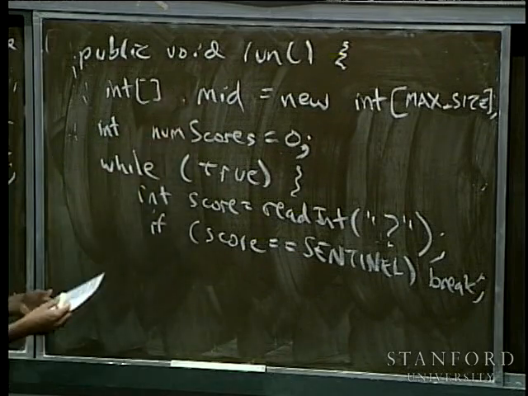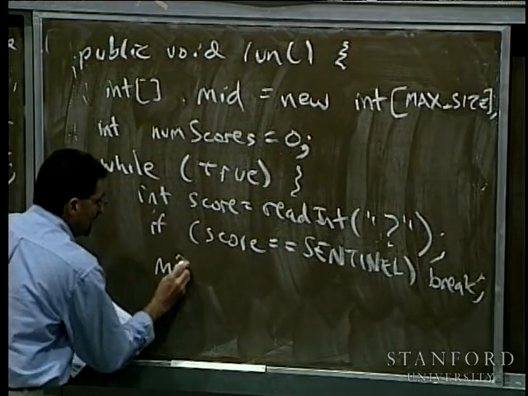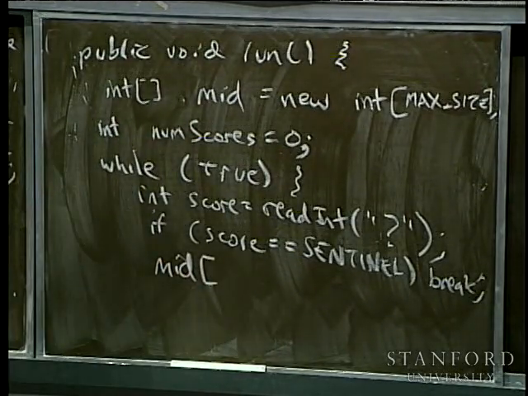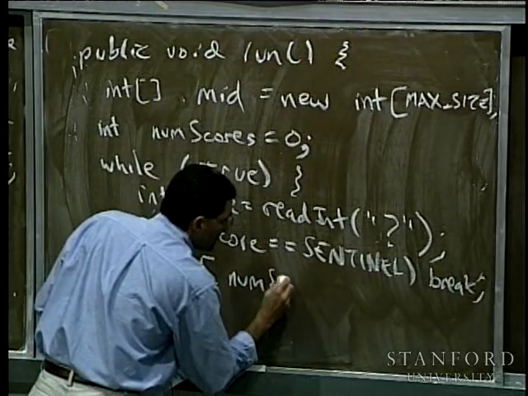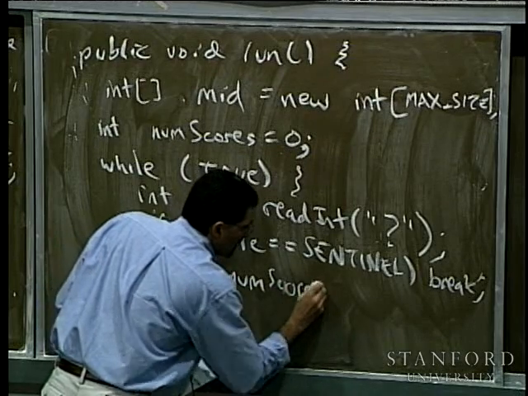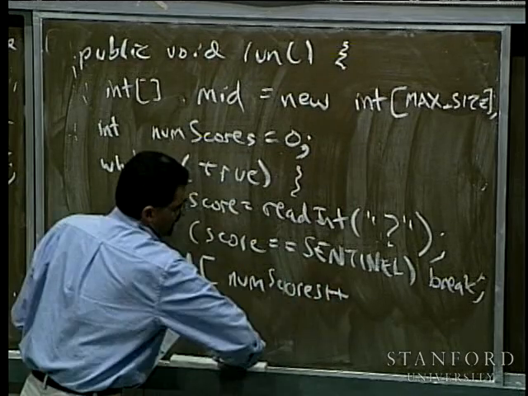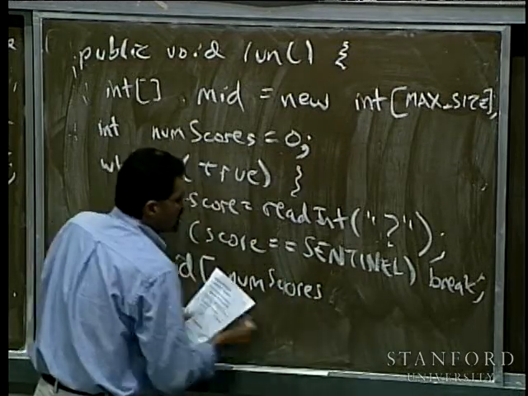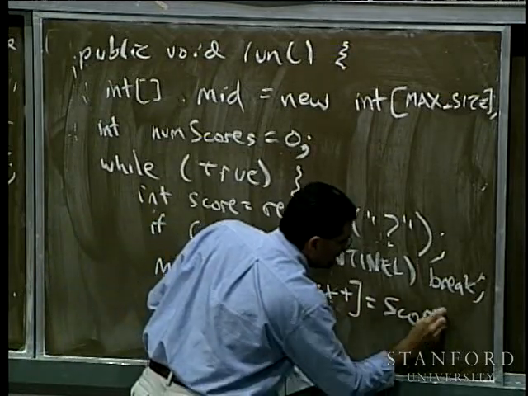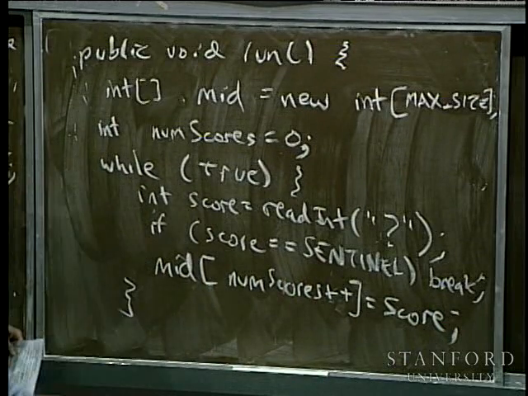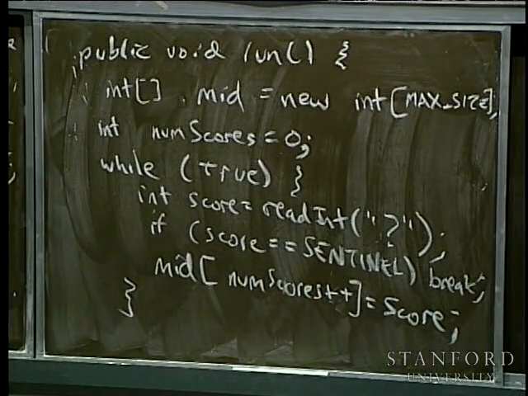And so the way I'm going to store that in my array is I'm going to say mid sub, and here's where I'm going to get funky with my plus plus operator, num scores plus plus. Let me write that a little more clearly. Num scores plus plus equals score. And there's the end of my while loop. Okay, and then my program will go on after that.